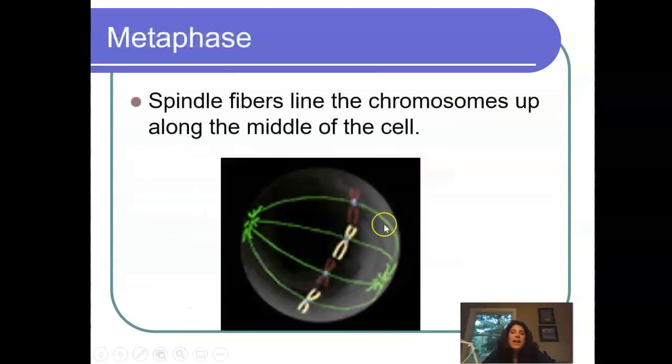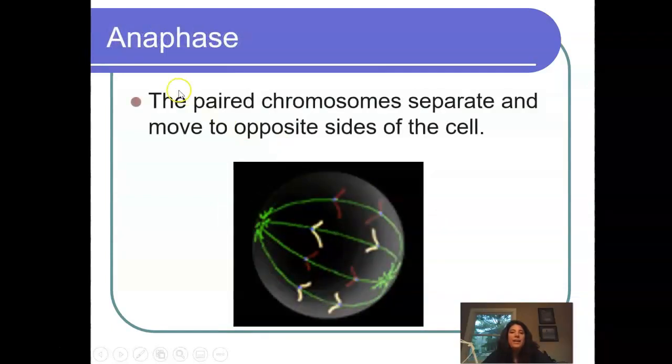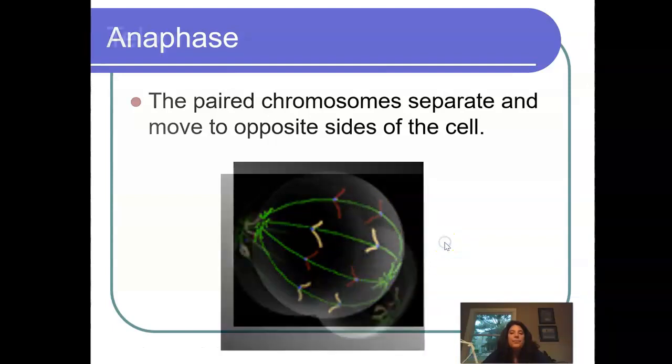The next phase is metaphase. Easy to remember, M for middle. The spindle fibers are going to line the chromosomes up along the middle of the cell. So we get this line of chromosomes. That takes us to anaphase. A for anaphase, A for apart. The spindle fibers will then shrink and start pulling the chromosomes apart into opposite poles of the cell. So again, this copy of the chromosomes is coming to this side, this copy of the chromosomes going to this side.